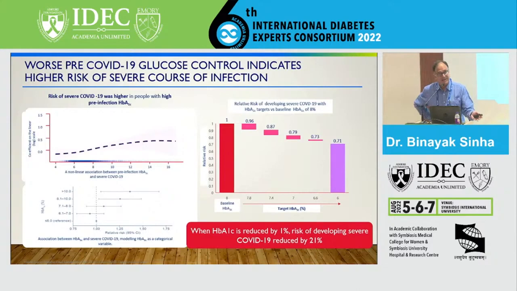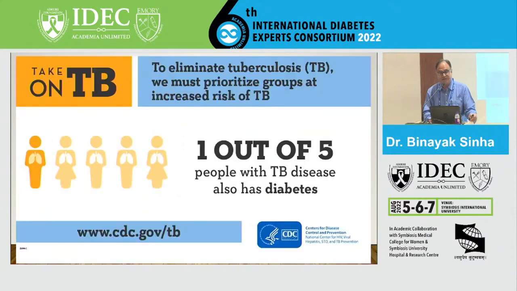And not only is that the case, the opposite of it. So if you reduce the glycemia by as little as 0.21%, you get a reduction of 21% risk of developing severe COVID. Reduction of 1% will reduce 21% risk of getting severe COVID or COVID-related death.